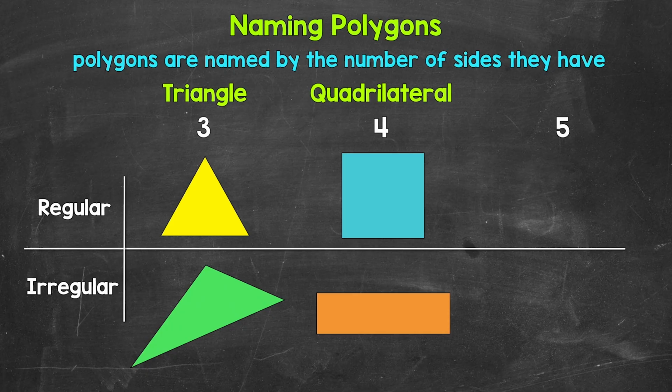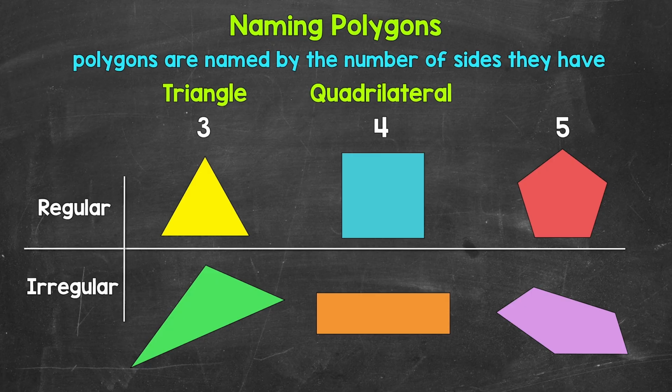Now, we have a square there for our regular quadrilateral. All of the sides are the same length and angles are the same measure. Then we have a rectangle for our irregular quadrilateral. All of the angles are the same, 90 degrees, but not all of the sides are the same length, so that is irregular. Let's move on to five-sided polygons and take a look at our examples.